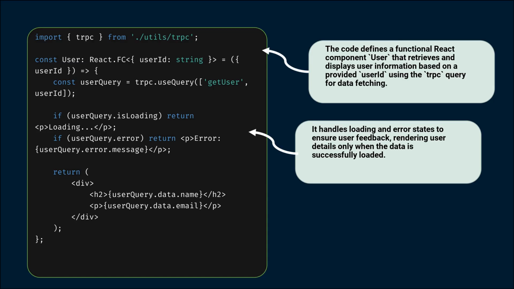This hook manages the fetching process and returns an object containing the loading state, any errors encountered, and the retrieved data. When the component first renders, the userQuery object will indicate that the data is still loading, prompting us to display a loading message to the user. If an error occurs during the fetch, we handle it gracefully by showing the error message instead.